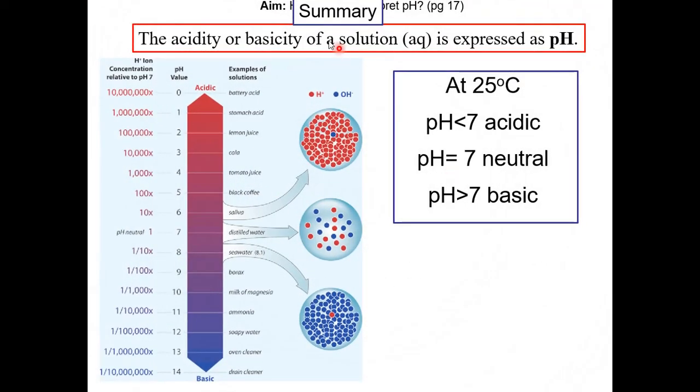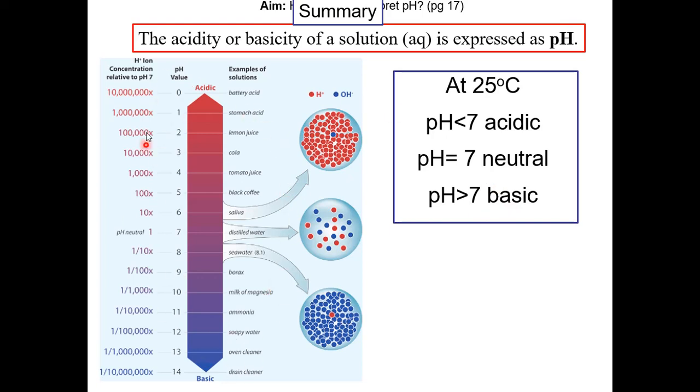Here's a summary slide. The acidity and basicity of a solution can be expressed as pH. At 25 degrees Celsius, if the pH is less than 7, the solution is considered acidic. If the pH is equal to 7, it is neutral. If the pH is greater than 7, then it is basic.